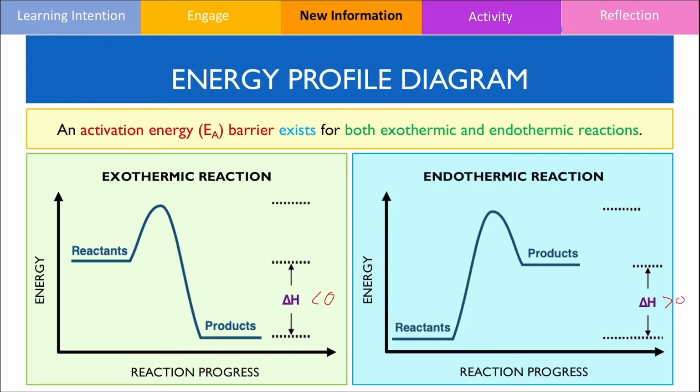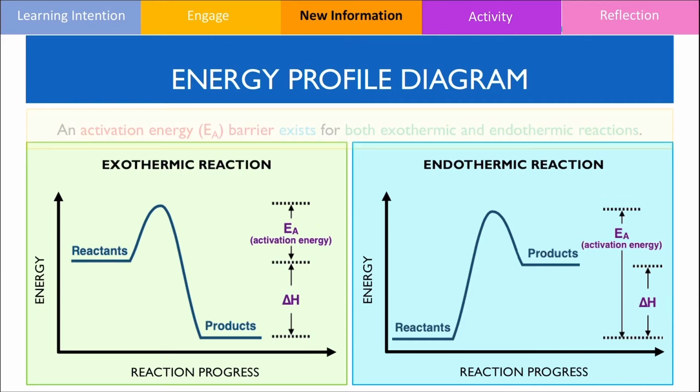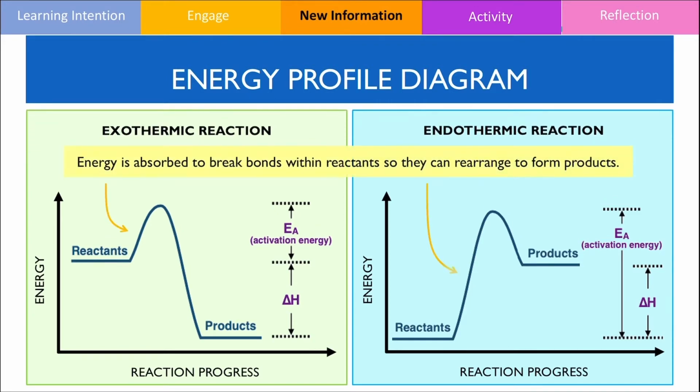The activation energy, represented by the letters EA, is depicted by the height of the hill on the diagram. The larger the activation energy, the height of the hill displayed on the diagram will also increase in size. I would like to emphasize that the activation energy will always take on a positive value because it is the energy required to break the bonds within the reactants.